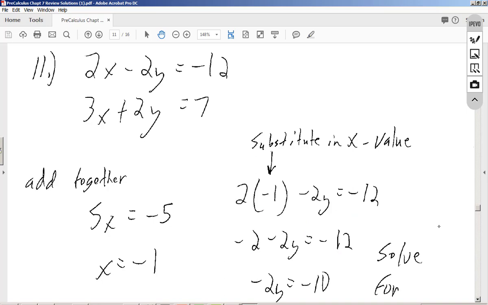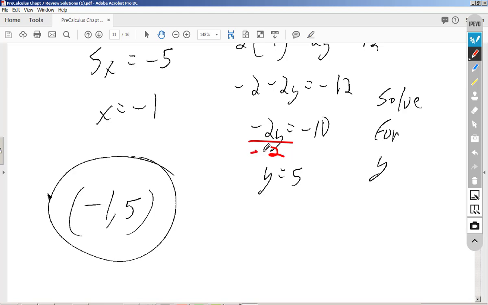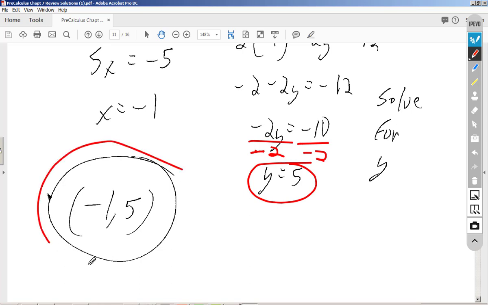I'll scroll this up here so we can go ahead and divide both sides by negative 2. And negative 10 divided by negative 2 is going to give me my value of y, which is 5. So here's my ordered pair, negative 1 and 5. That is the solution to that system of equations.